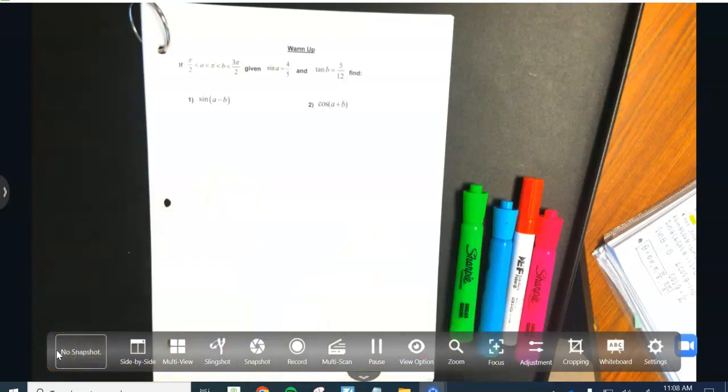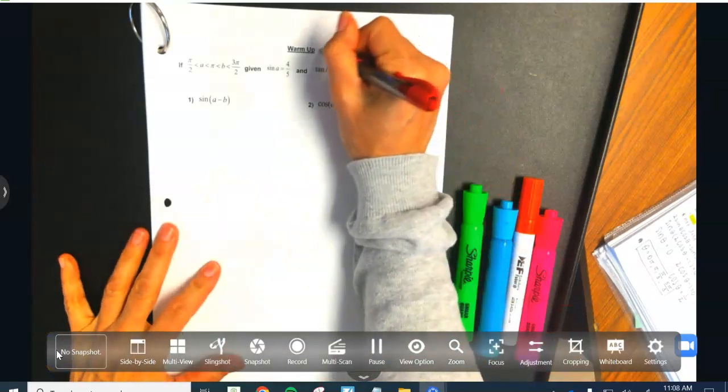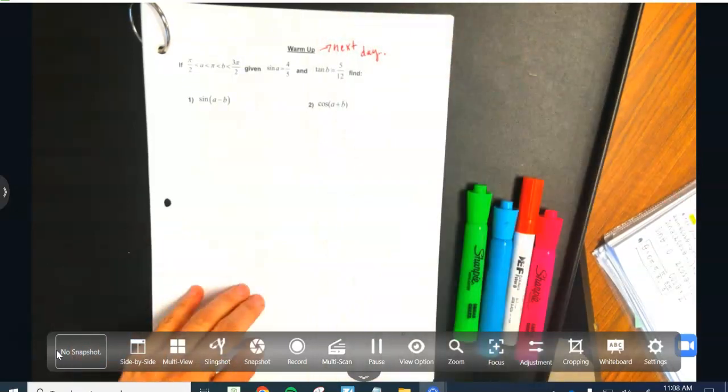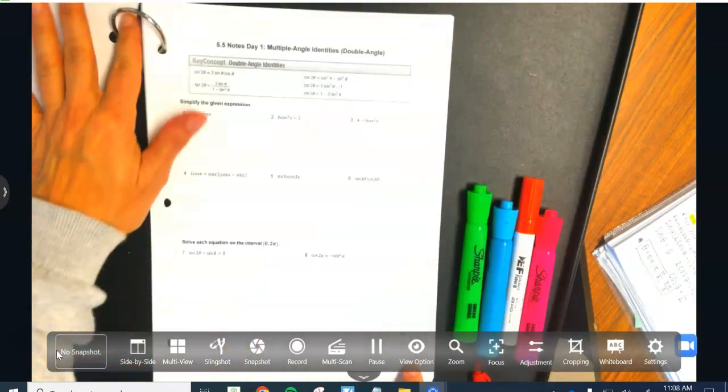Okay, so this little warm-up right here, we are going to save this for the next day. So just go ahead and jump over to page 48. Okay, so here's what's going on on page 48.